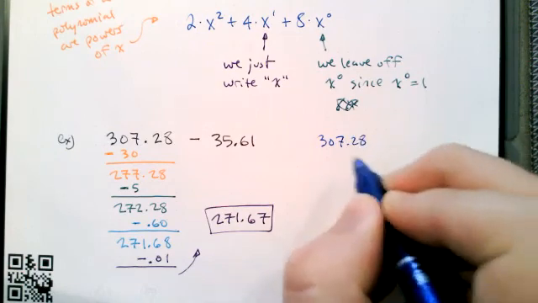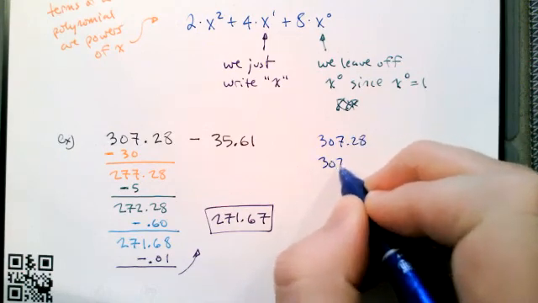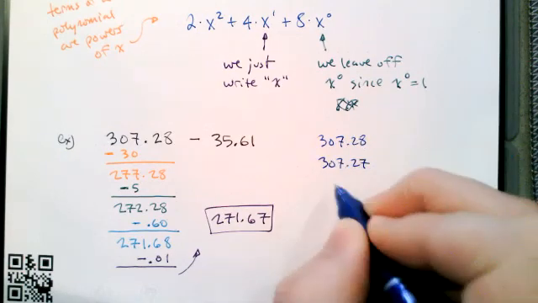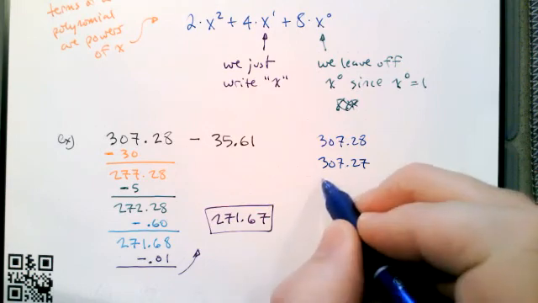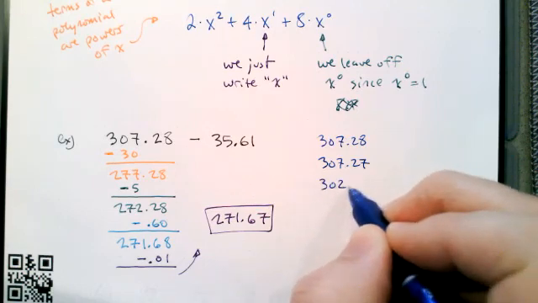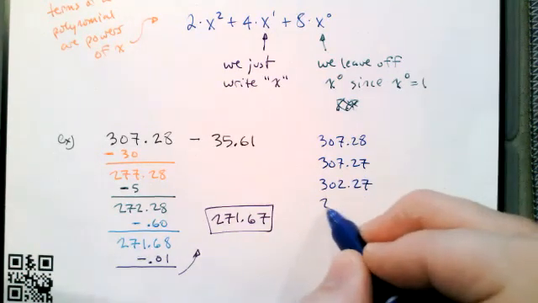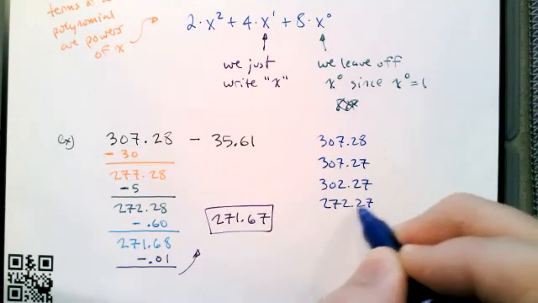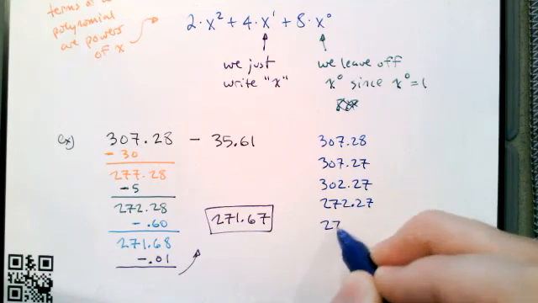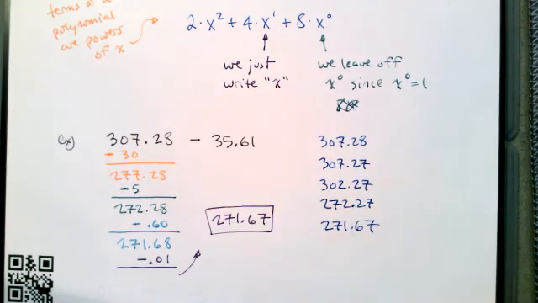307.28. Well, subtract the 1. 307.27. Subtract the 5. 302.27. Subtract the 30. 272.27. Subtract the 60. 271.67.